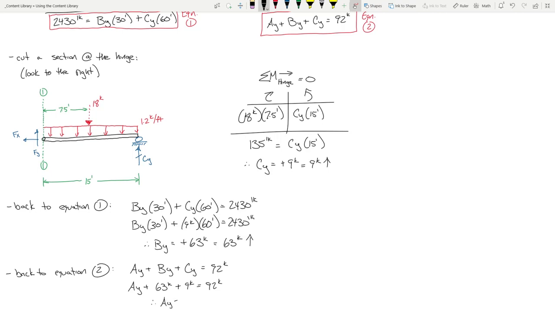And so AY is positive, I think. And I think that's 20. 63 and 9 is 72. So 72 off 92, yeah, 20. So 20 kips. 20 kips up. So AX is 0. AY is 20. BY is 63. And CY is 9.